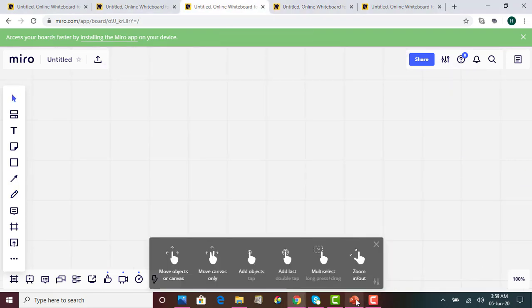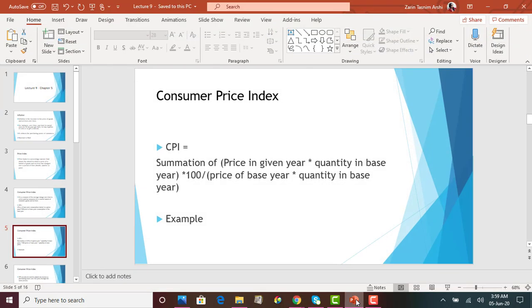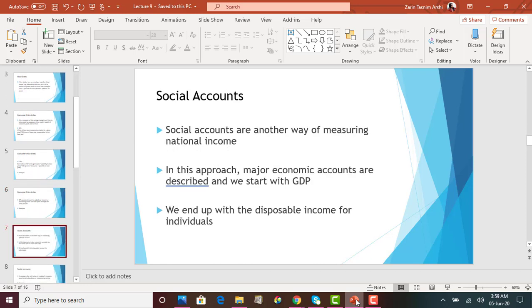Okay, so we now continue. We are pretty much done with inflation. Now we look into the next method to calculate national income, and that is called social accounts. The GDP is one way to calculate national income. Then we have GNP, GNI, other ways to calculate the total national income of the economy. And social accounting is another accounting method to keep track of the national income.